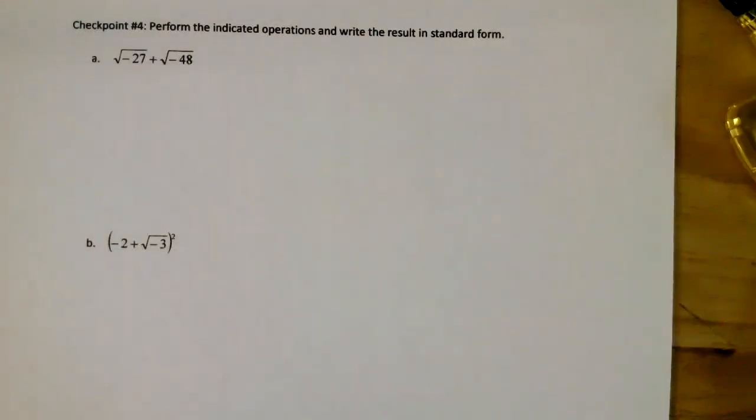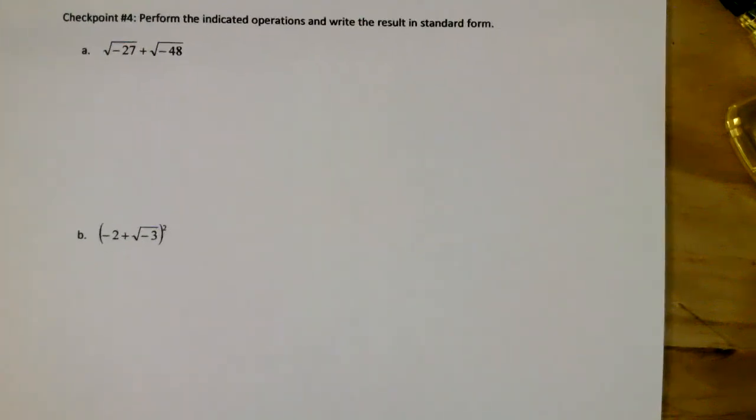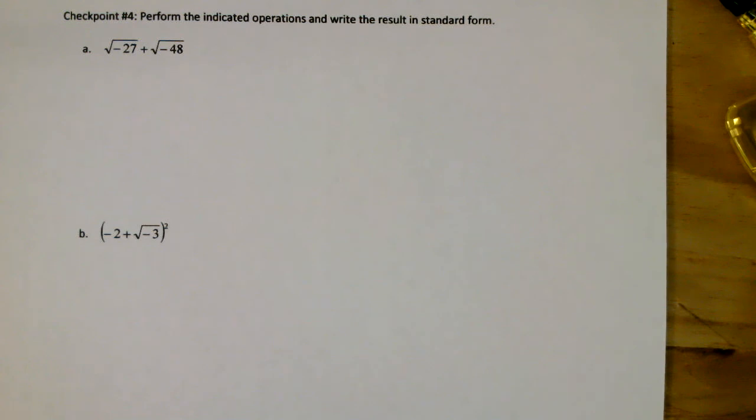Okay. And this is the last set of examples here in this video. Again, you can stop the video. Pause the video so you can get an idea how to do some of these problems here before I give you the answer to them. But here, they're pretty much similar. All right, here we're going to perform the indicated operations and write the result in standard form. So here, square root of negative 27 plus the square root of negative 48.